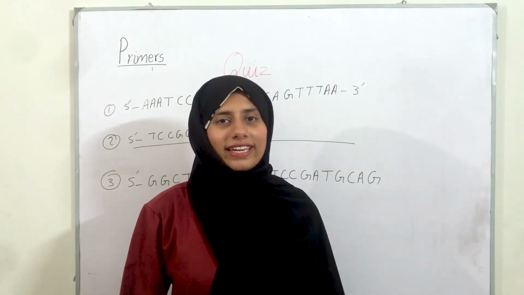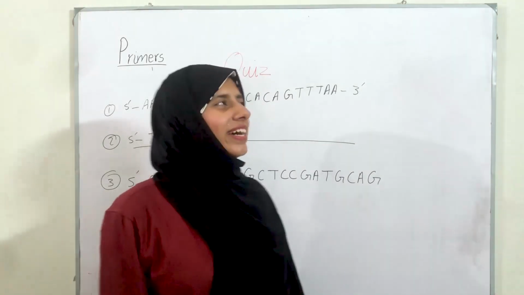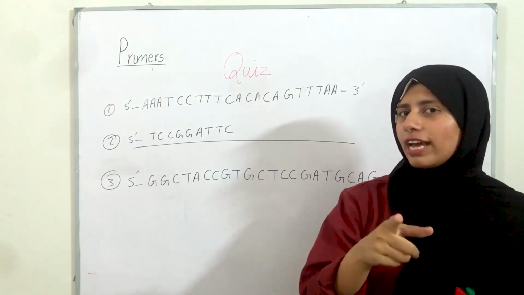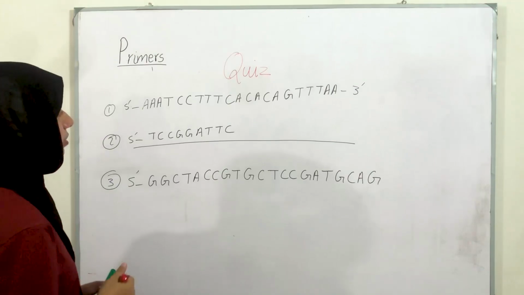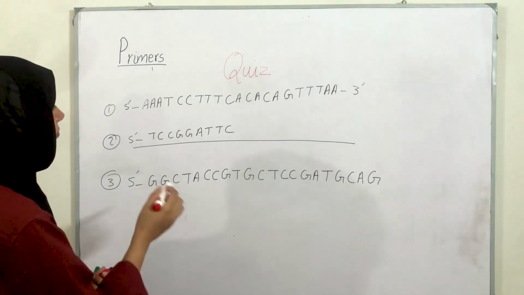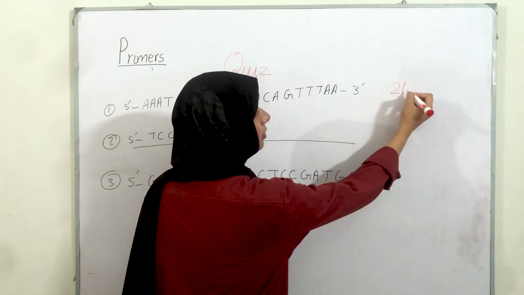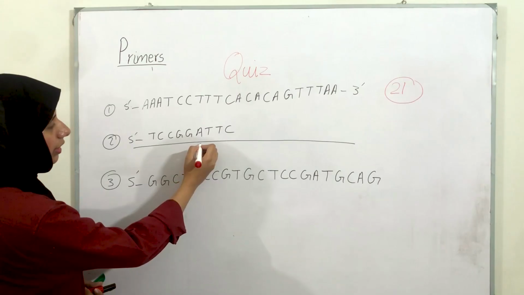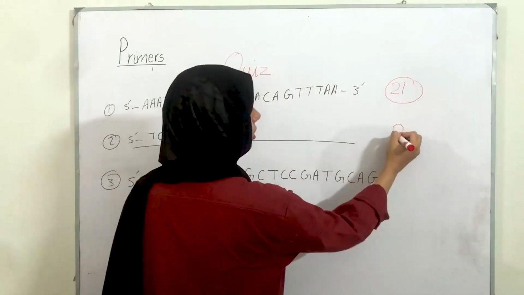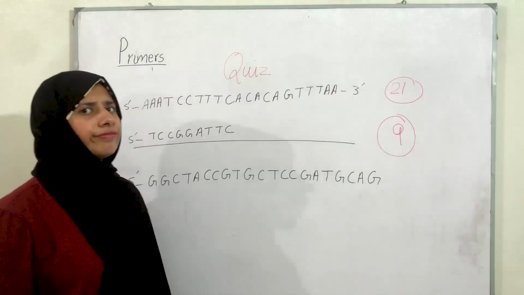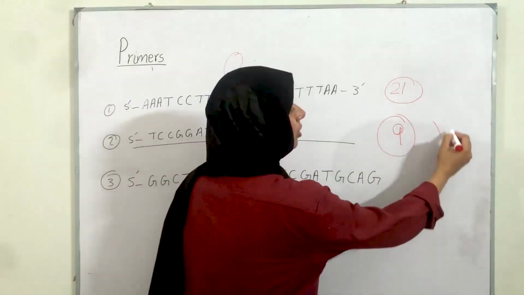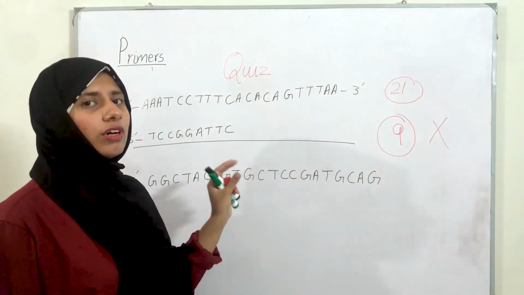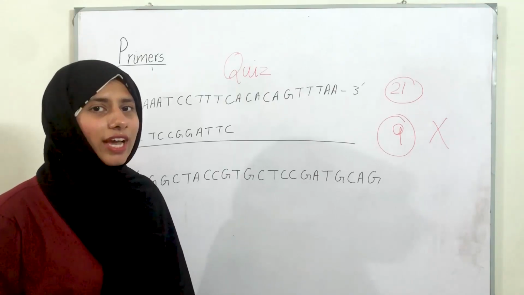It's time to check if you get it or not. Quiz time! Here I made 3 sequences, and you have to tell which one is the best one. First of all, we'll check the length. 21. Okay. 3, 3, 6, 3, 9. 9. So this is a bad option. You cannot have such a short sequence because it can give you non-specific binding, as we have already discussed.